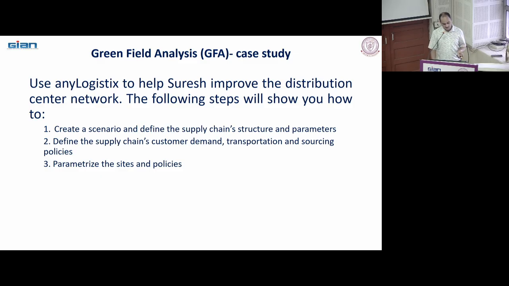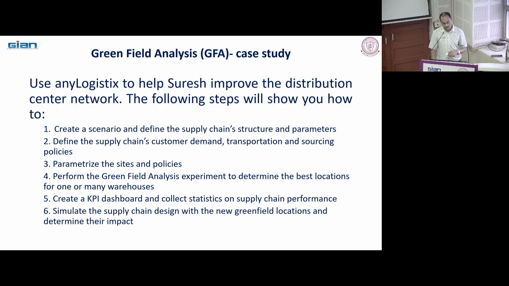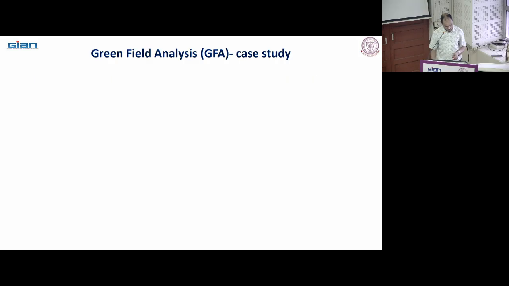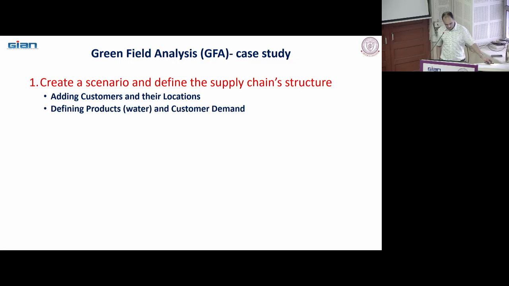Second step, parameterize the sites and policies, meaning which policy they are using: inventory, shipping policy, transportation policy. Then perform the greenfield analysis to determine the best location for one warehouse or for many warehouses. Then create KPI dashboard statistics and collect statistics on supply chain performance, and simulate the supply chain design with the new greenfield analysis. Once you get the one DC location, use that location and simulate what-if scenarios. So that we are going to do. First is to create the scenario and define the supply chain structure. You need to start adding the customers, their locations and the demand.